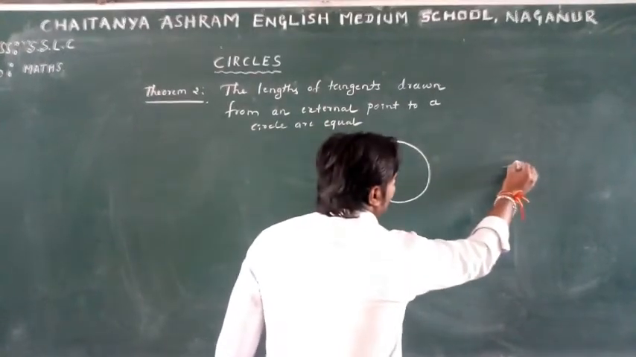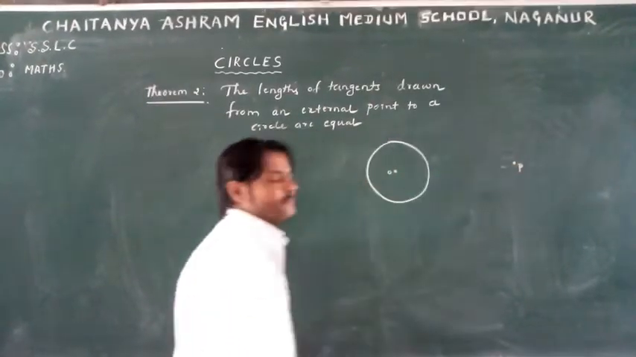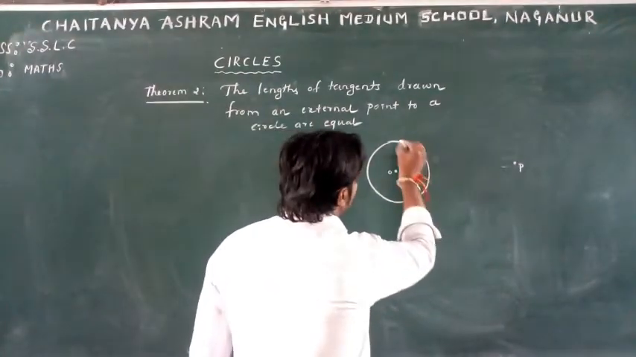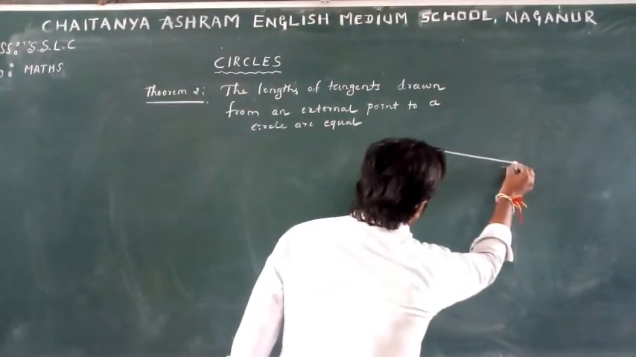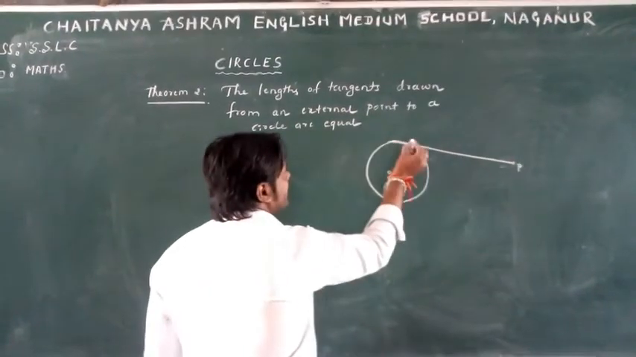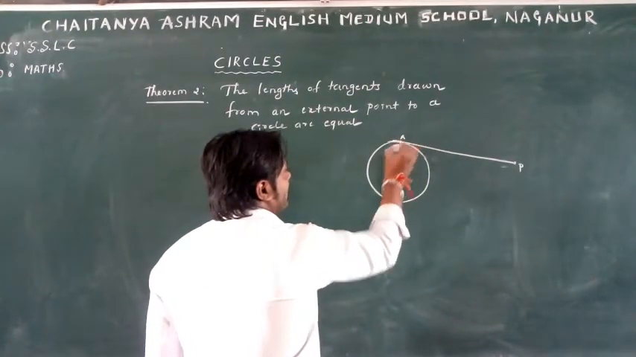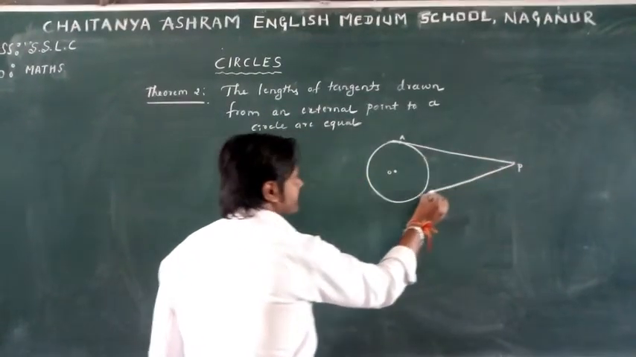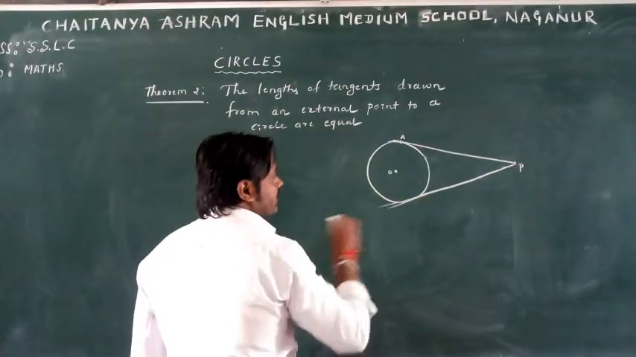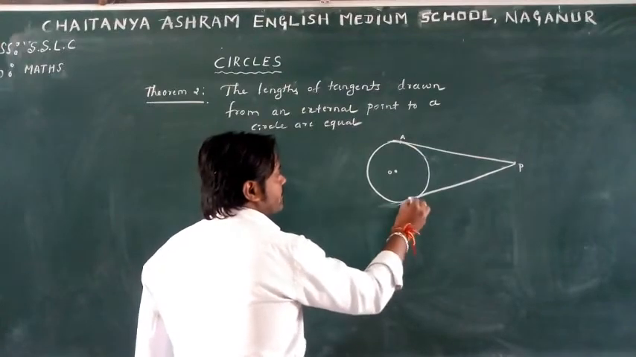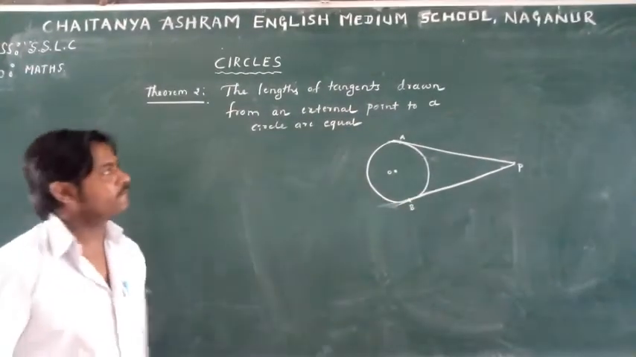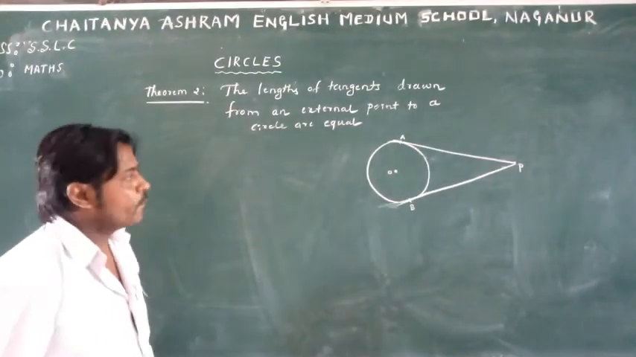and P, an external point. Draw two tangents from the external point. One tangent at A, the point of contact. Draw another tangent at B. Okay, so this is B. This is what is given.